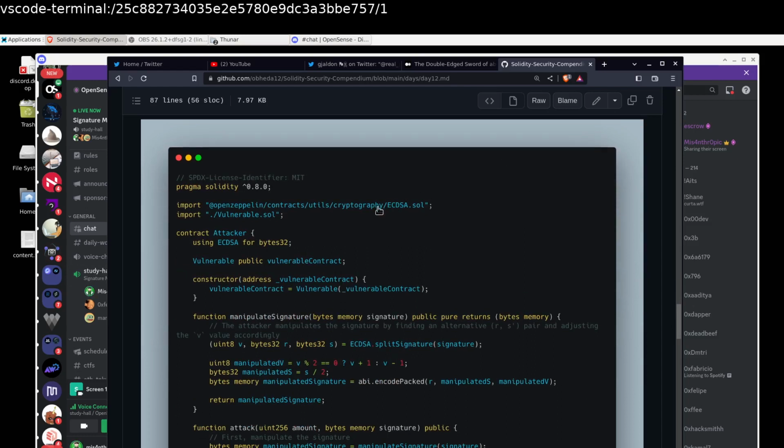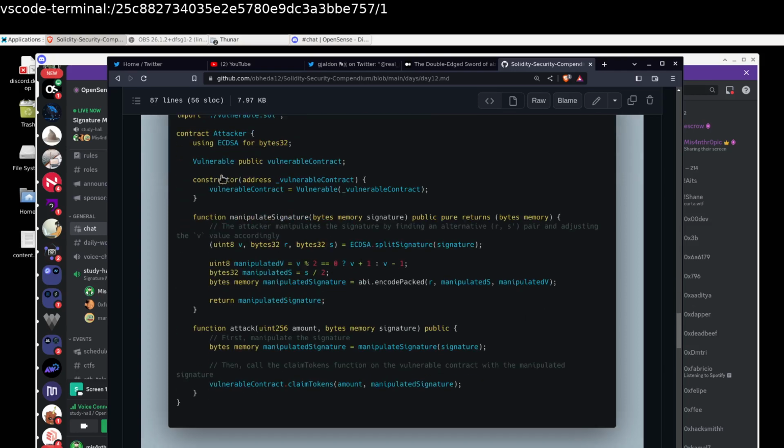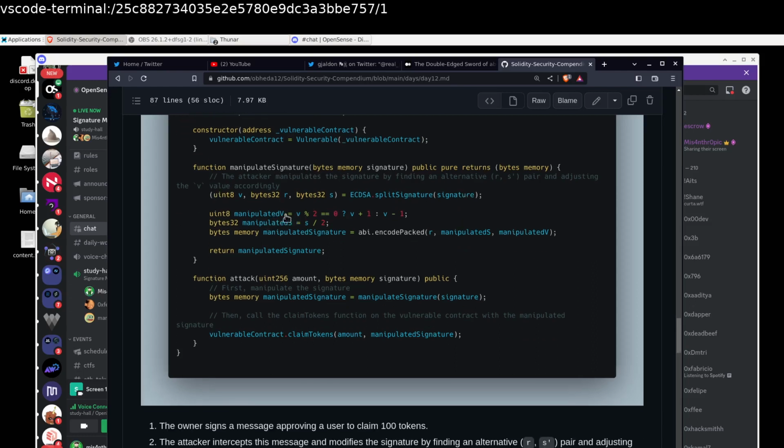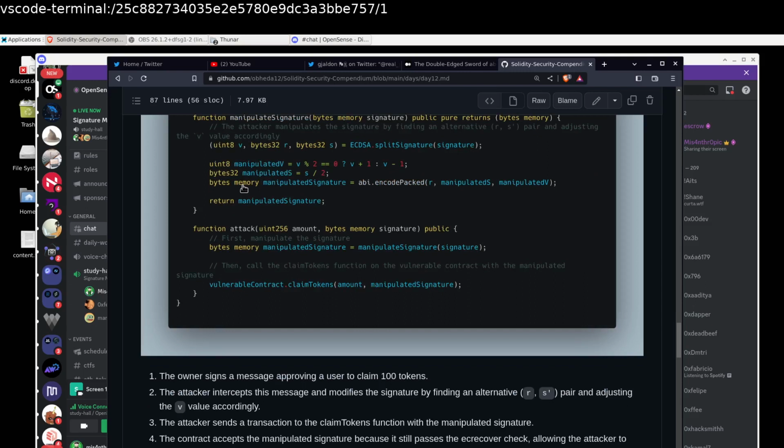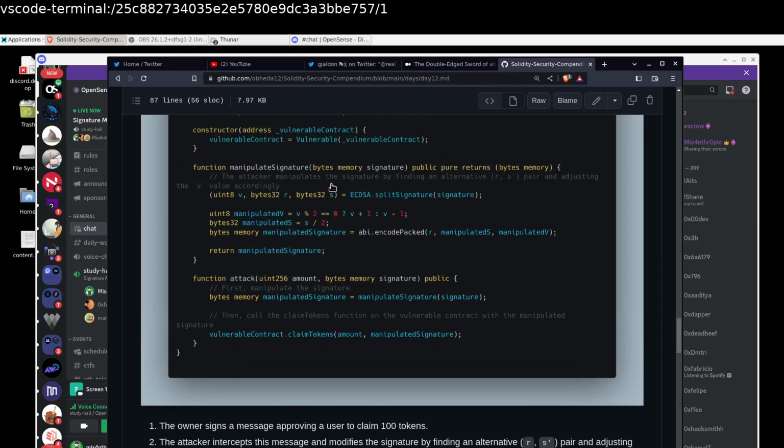So once again, we're loading the library and reloading the vulnerable contract. We're passing the address of the vulnerable contract, and now we're going to manipulate the signature. Imagine that I take the signature from you, and then we split the signature, then we do v modulo with v. I don't know what they are doing here, probably they manipulate the s, making a division by 2.